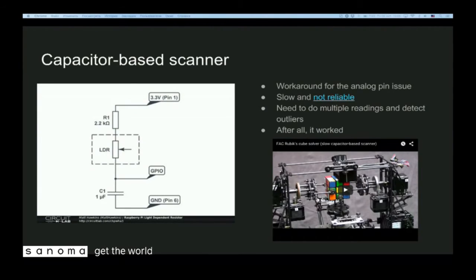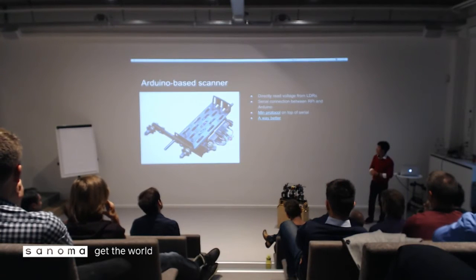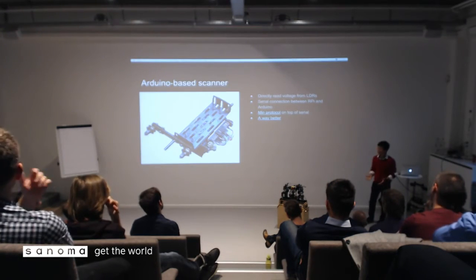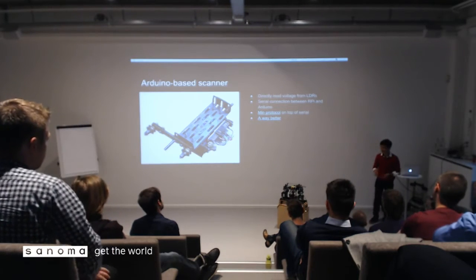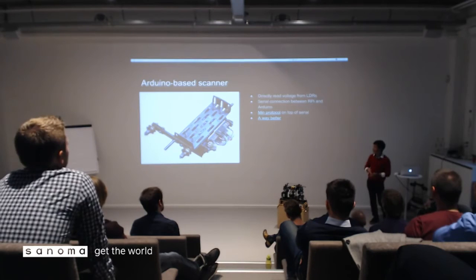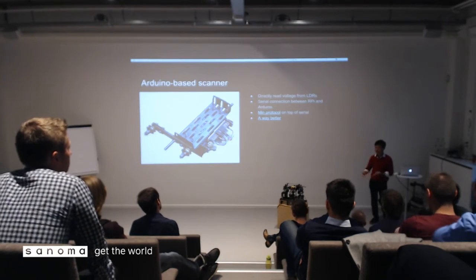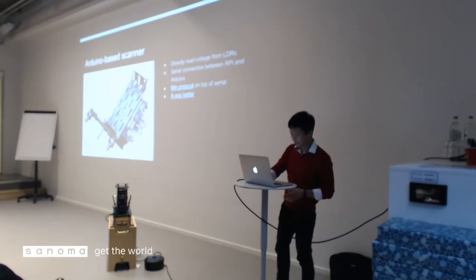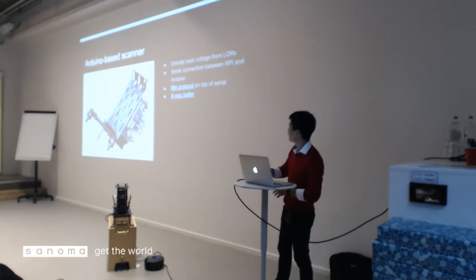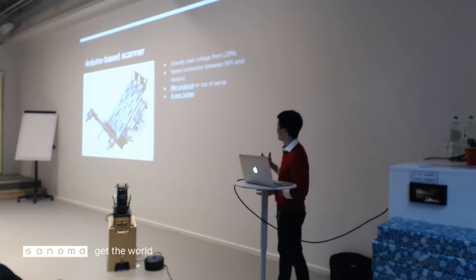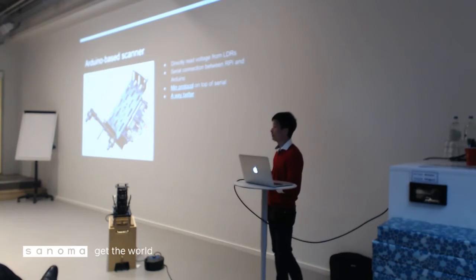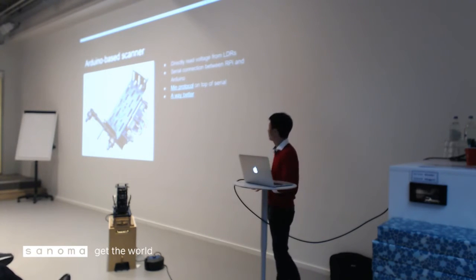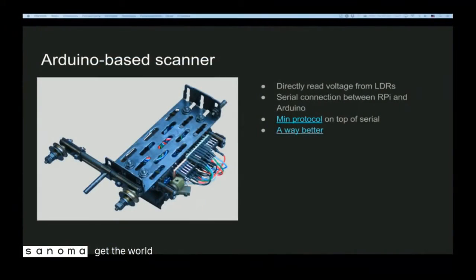So now we're using a small Arduino board just to control the scanner, and I was really surprised how easy it is to connect Arduino and Raspberry Pi. You just need 2 wires and the level converter in between, and you have a serial connection. I didn't have experience before, so I was really surprised. Of course, you have to use some kind of higher level protocol on top of that to guarantee the integrity, for example. But I found this protocol called MIN, which is designed to be used in this kind of situation. So it was perfect.